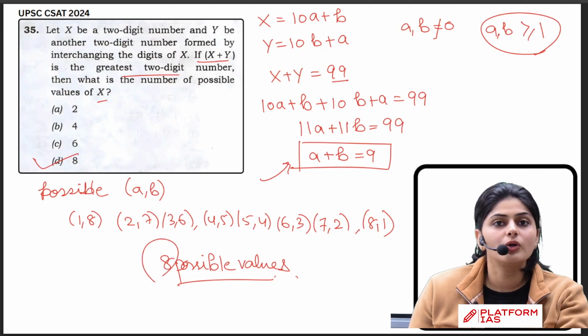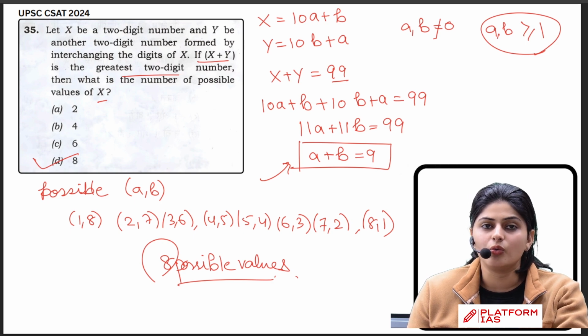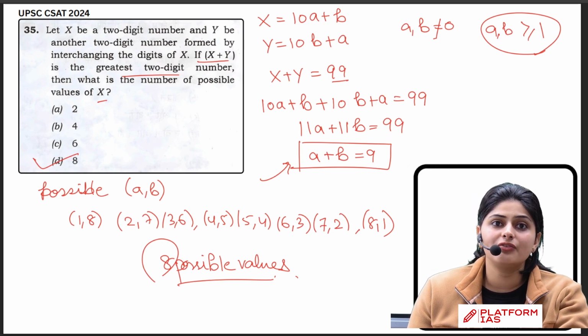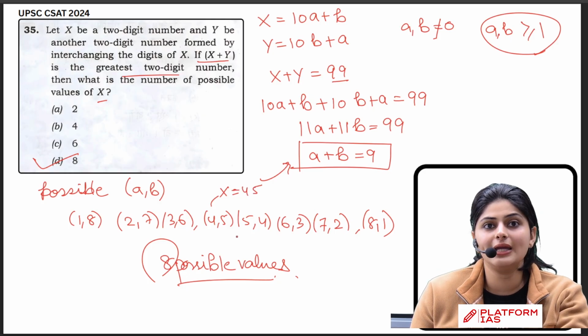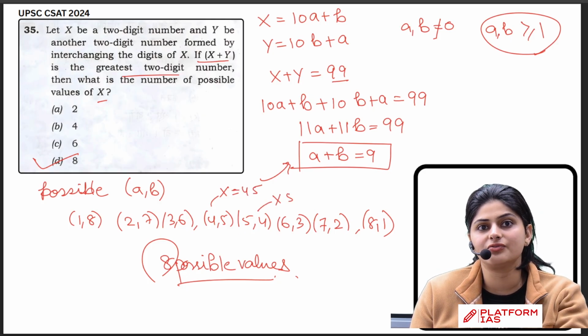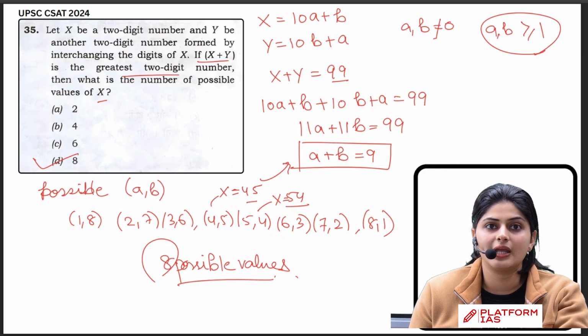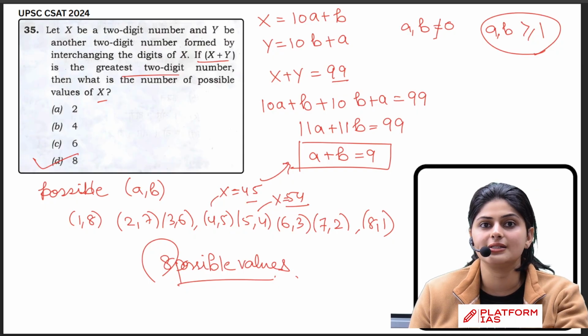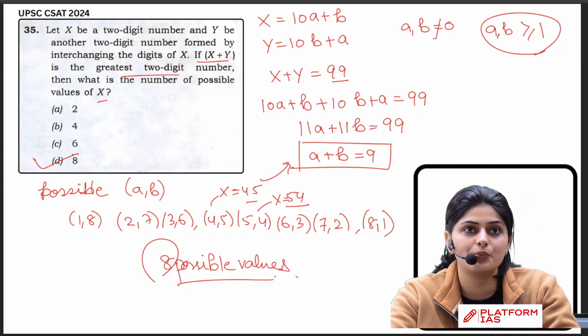Now some of you would ask me, why have I taken 4 and 5 and 5 and 4? Because when I take 4 and 5, the number x is 45, but when I take 5 and 4, the number x is 54. So we have different numbers. That is why we have taken 4, 5, 5, 4, 3, 6, 6, 3. That is the reason, because they form different 2-digit numbers. So your answer will be option number D.